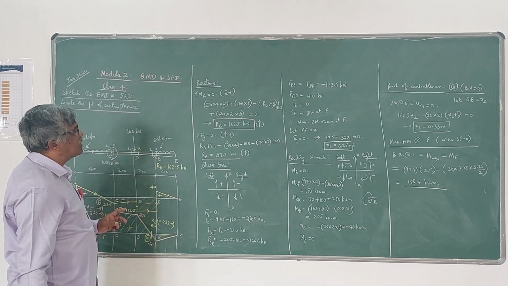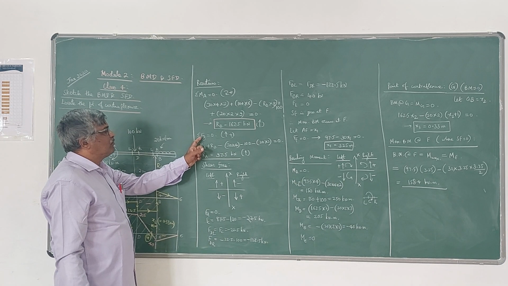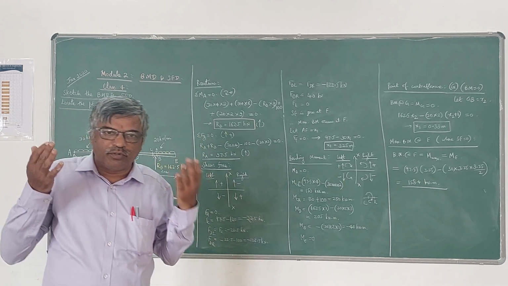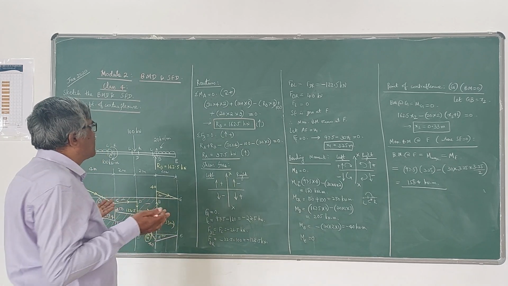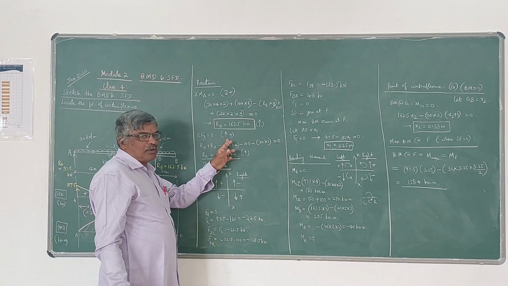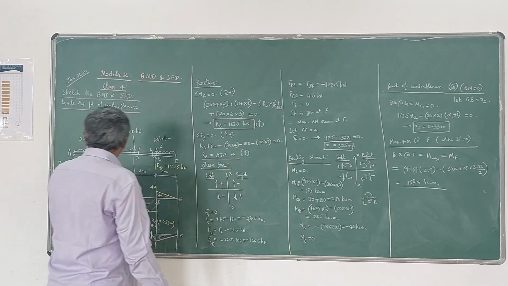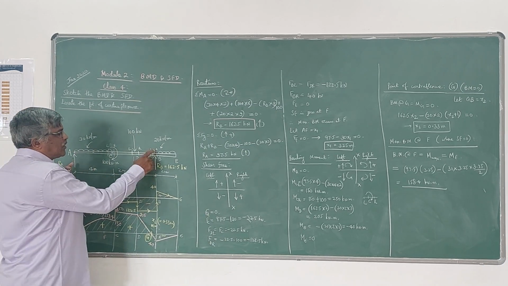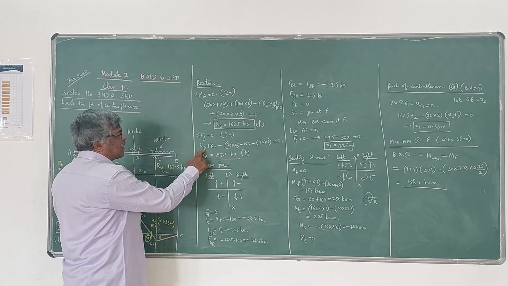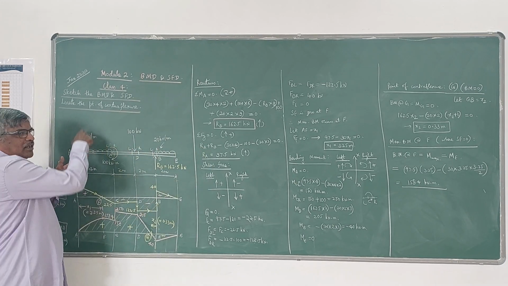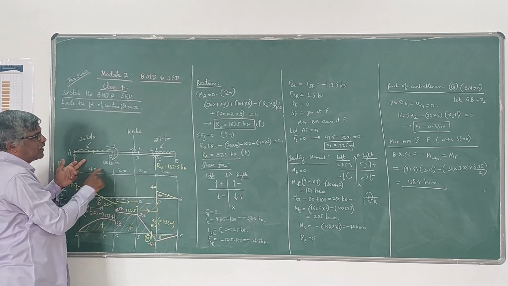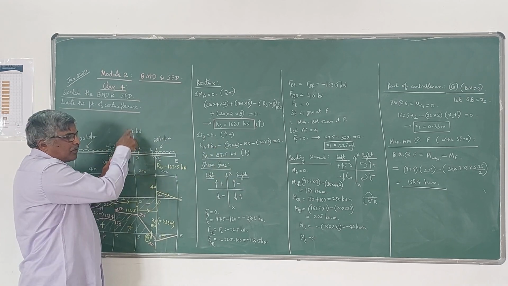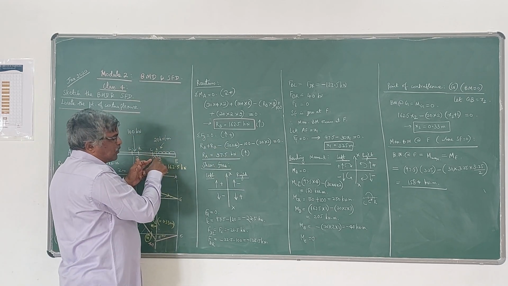Similarly, the second equilibrium equation is sigma Fy is equal to 0. So the algebraic sum of all the vertical forces is equal to 0. Further, the sign convention is upward forces positive, downward forces negative. If you see the diagram, RA is upwards, RB is upwards. So therefore RA and RB are positive. This UDL is acting downwards, so minus 30 into 4, and minus 100 kN, and minus 20 into 2.